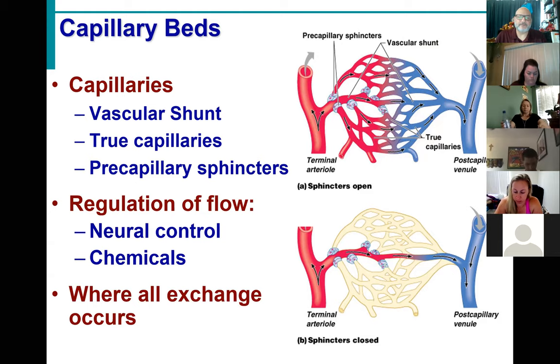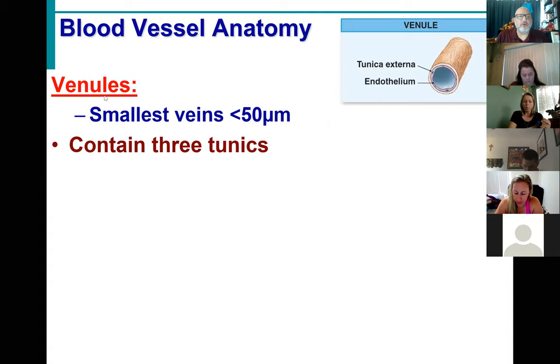All right, questions on that? All right, let's finish our path back real quick because this is gonna be easy. As I mentioned, the venules and the veins basically have the same basic anatomy. They both have all three tunics, intima, media, and externa. So really the main difference between a venule and a vein is size. Venules are less than 50 microns in diameter.